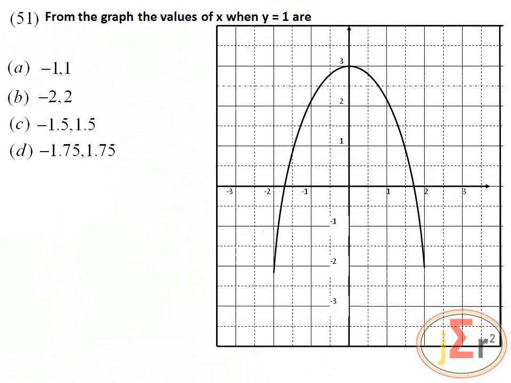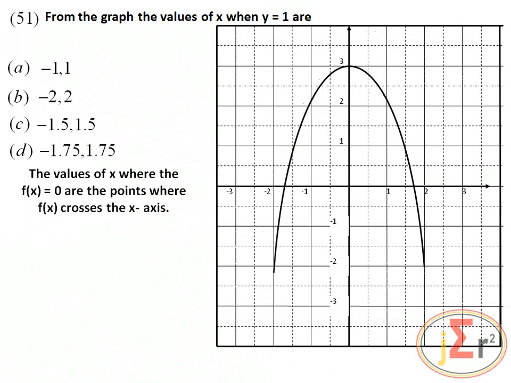From the graph, the values of x when y is equal to 1 are, let's take a look at this one. The values of x where f of x is equal to 0 are the points where f of x crosses the x-axis. The x-axis is the line on which f of x is equal to 0. We may say that f of x is taking the place of the y-axis. Y is equal to 0, therefore. The line that has equation y is equal to 0 is the x-axis.